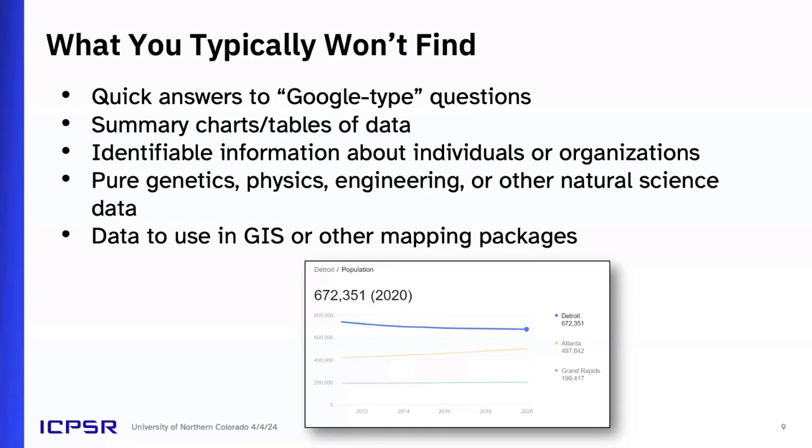And for the same reason that you won't find identifiable information about individuals, you won't find a lot of data to use in GIS or other mapping packages. People ask me that all the time. One of the things that we take off in terms of disclosure is any kind of geographic detail, and that's exactly what you need to use GIS. So we're not the best place to start if that's what you're looking for.